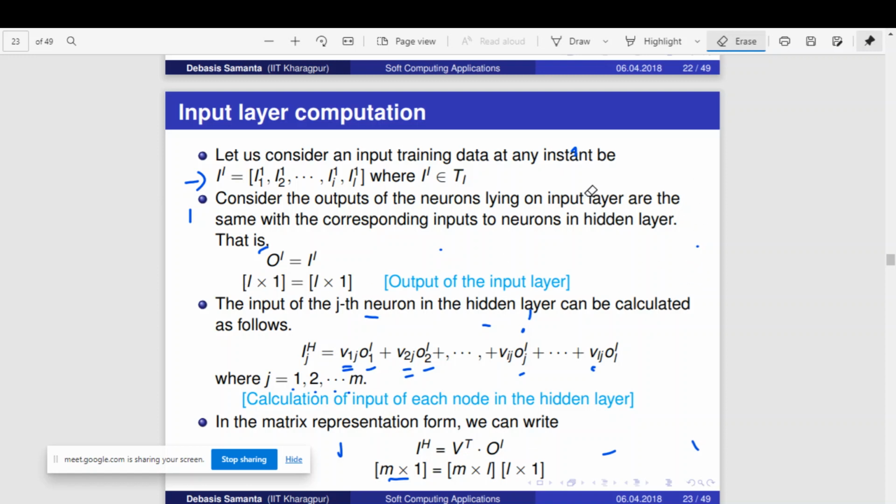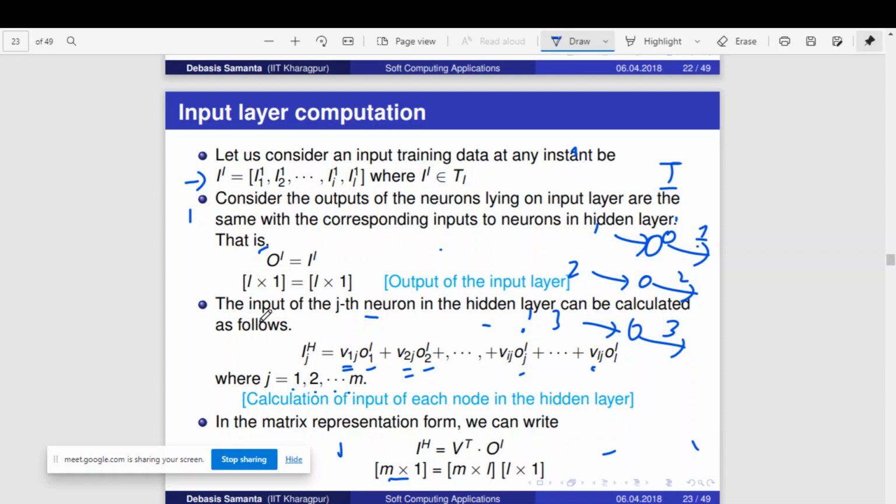Okay, so in the input layer, if there are 3 neurons, whatever input you give, 1 2 3, it will just pass it. So if it is just passing this, then how will we represent it mathematically? The output of the input layer is the same as the input. Okay, that is what this says.